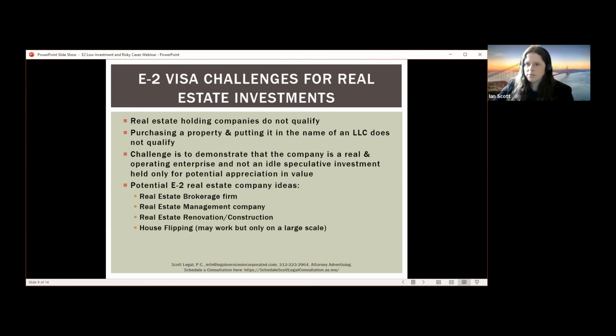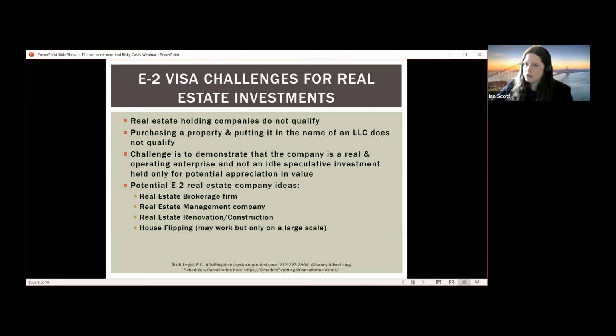They're very wary of people who say, well, I purchased a property, I put it in the name of an LLC, and I'm going to flip that property. That's not going to be considered an active enterprise that qualifies for an E-2. If you're going to do any type of house flipping, it really can only work on a very large scale. For example, we had a client who had a portfolio of about 50 homes, was doing all the renovations on those homes, and was then selling those homes.